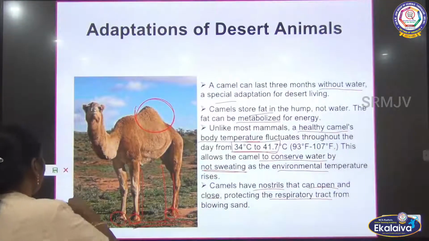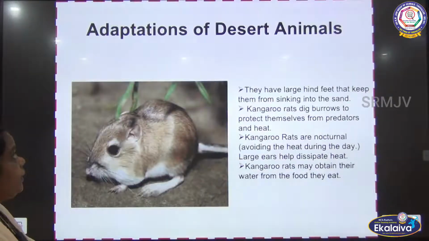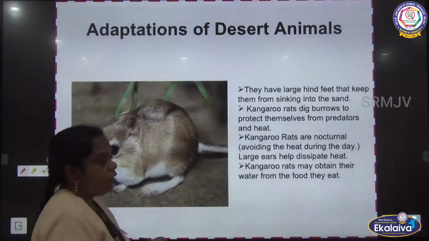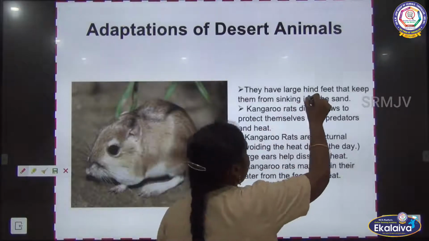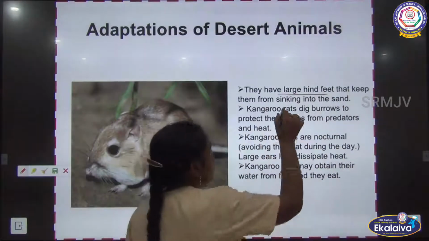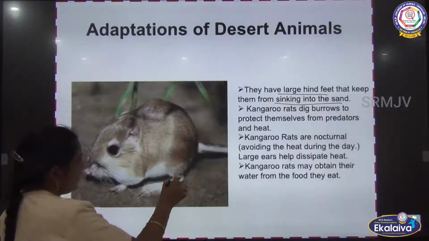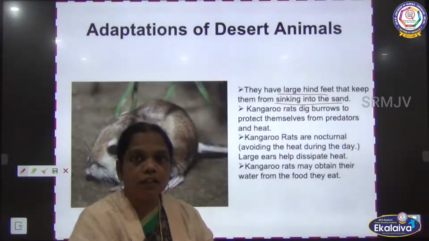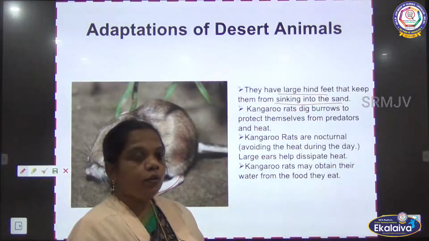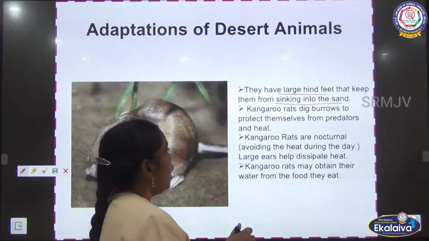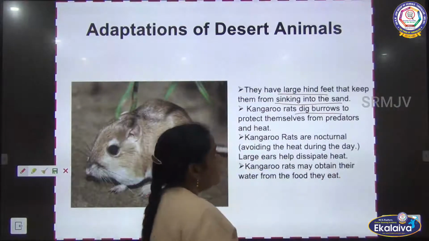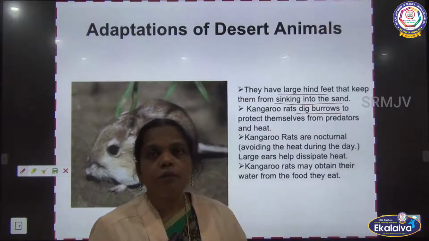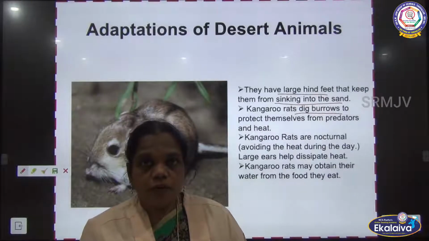And next we are going to see one more animal living in the desert area, the kangaroo rat. The kangaroo rat has large hind feet like a kangaroo. The large hind feet keep them from sinking into the sand. So the back limbs are very large, so it does not sink into the sand and is able to walk freely. And then how do they protect themselves? The kangaroo rat makes a big burrow to protect itself from the hot climate. It makes a big burrow and lives in it during the daytime.